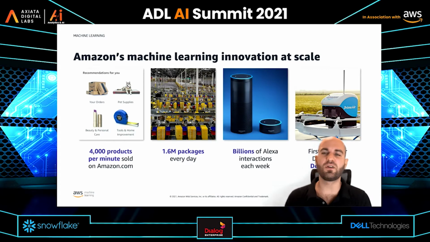Same thing goes for Amazon. We have a long history of using machine learning models and AI. As a matter of fact, if you look at Amazon.com, over 4,000 products are sold per minute on just Amazon.com alone.